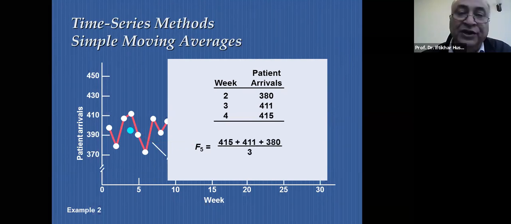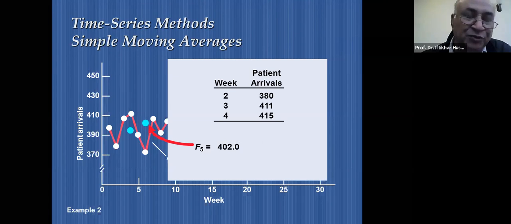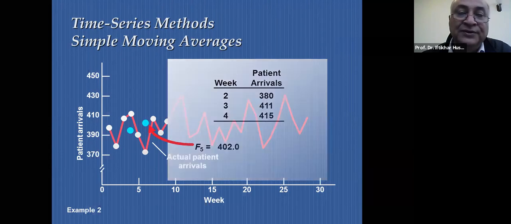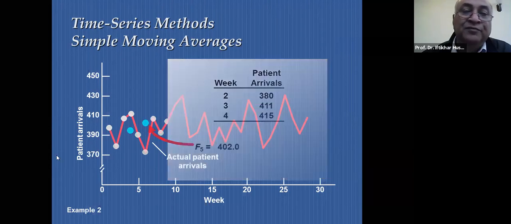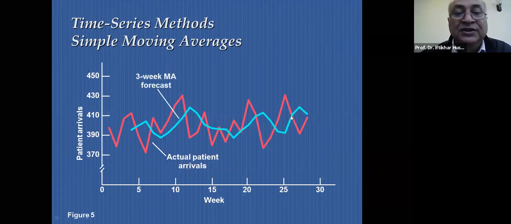Similarly, for week 5, the forecast will be again the 3 weeks moving average. Since you got the actual demand for week 4, which was 415, again we take the 3 weeks moving average, and that will give us the forecast for week 5, which is 402. So this goes on, right? And this greenish line shows the 3 weeks moving average forecast, while this red line is the actual data.